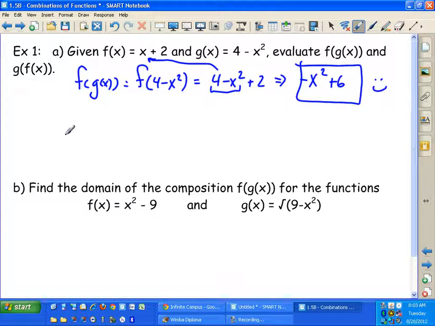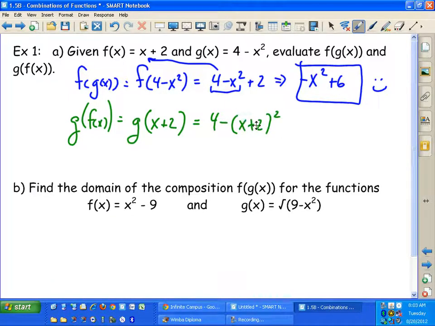Well, for g of f of x, as you saw in the last example that I gave you, this is going to reverse the process a little bit. So now I'm going to write this as g of, well, what is f of x? x plus 2. So I'm going to replace all the x's in g of x with x plus 2. And so I get 4 minus (x plus 2) squared, and now I've got to multiply out (x plus 2) squared.